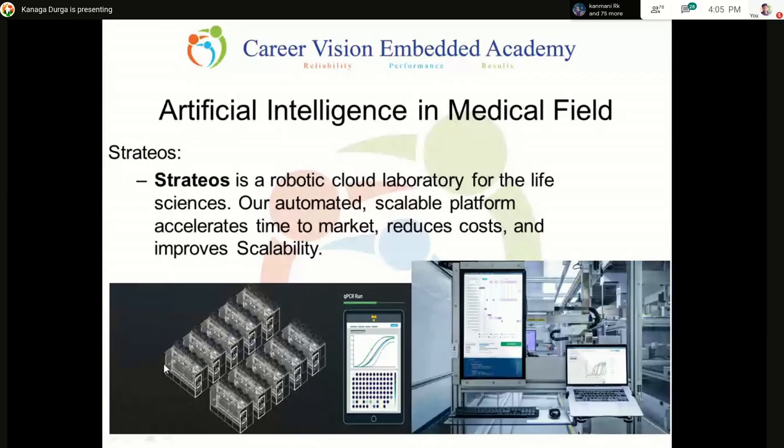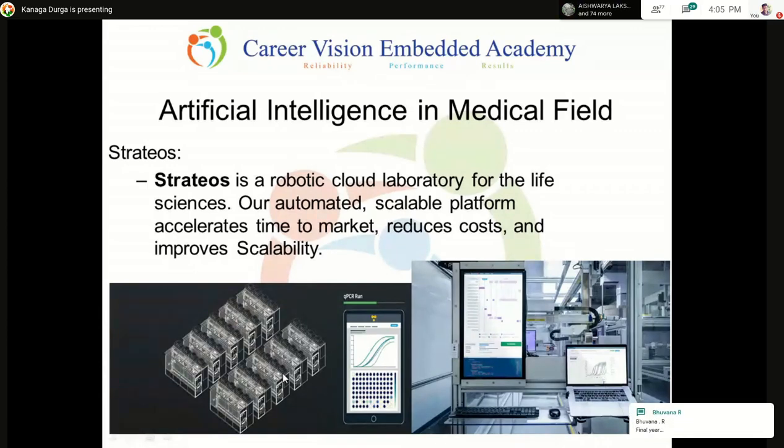So as of now, there are about 23 units in this Stratios, and one unit is capable of doing 1,90,000 experiments per day. So with this huge amount of calculation and data processing in the medical field and automation, we can use this to develop cures for diseases that are of major concern today.